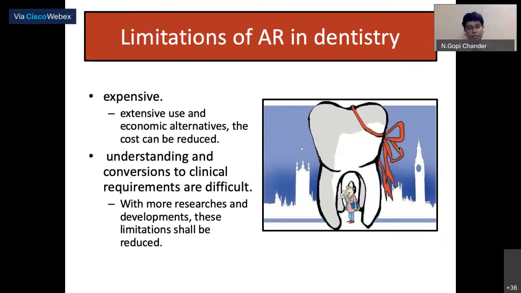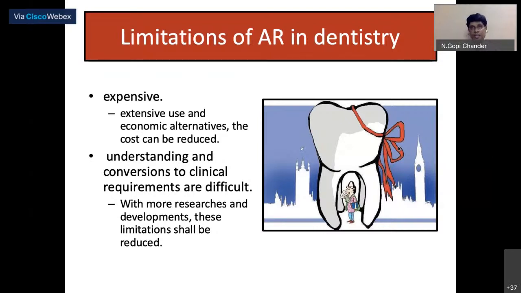In this phase we have been discussing the advantages. There are also limitations of augmented reality in dentistry. One is the cost. It is very expensive because of the gadgets that are used and the coding and technical aspects involved in getting these devices to run. But again, if it's just the cost, we always have economic alternatives. And with the market expanding, there are going to be greater consumers. It's going to become as cheap as possible.